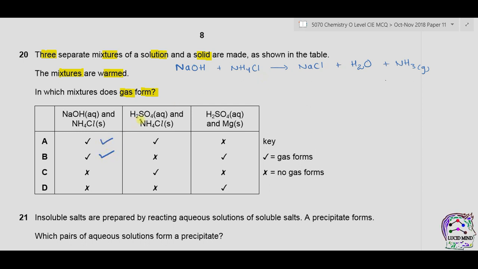Then we have second reaction in which sulfuric acid reacts with ammonium chloride salt. Now ammonium chloride salt only produces gas with alkali, it does not react with acid. In third one we can see that sulfuric acid aqueous reacts with magnesium solid. Now magnesium is a metal and metal reacts with acid to form salt and hydrogen. The salt formed will be magnesium sulfate along with hydrogen gas. Correct answer is B.